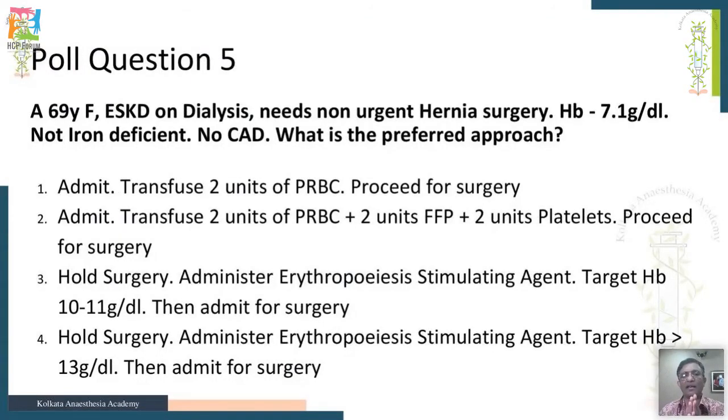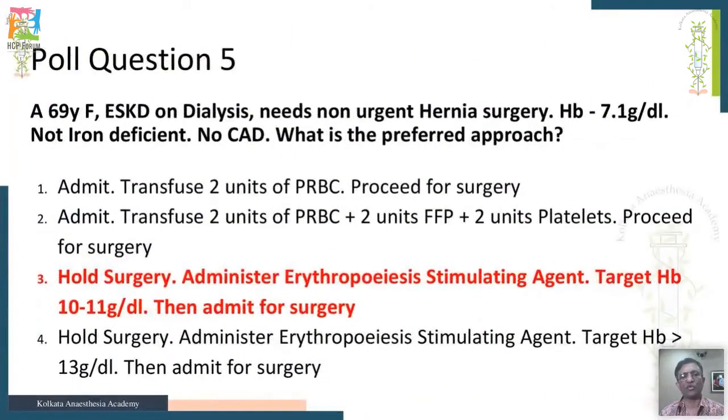And for non-urgent hernia surgery, you want to build up the hemoglobin in a person who is not iron deficient. The go-to approach would be the erythropoiesis stimulating agent. Target the hemoglobin between 10 to 11 or 11.5, and then admit for surgery and do this planned surgery.